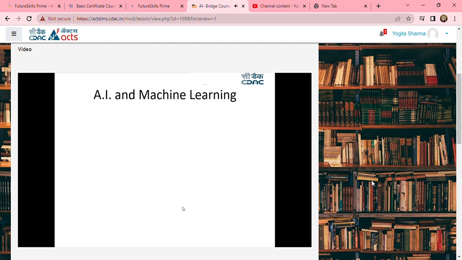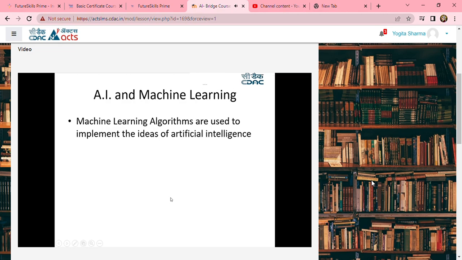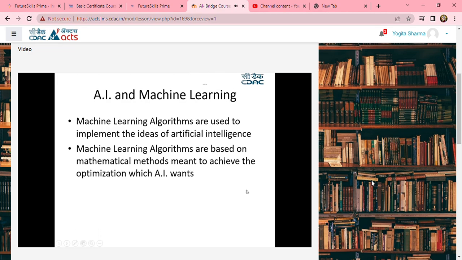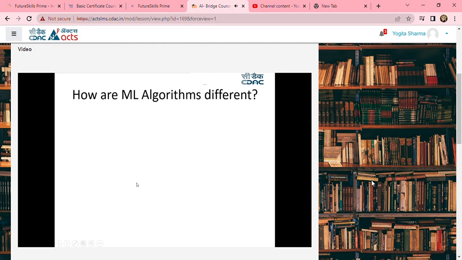So what's the relation between AI and machine learning now? Machine learning algorithms are used to implement the ideas of artificial intelligence. Well, machine learning algorithms are basically based on mathematical methods meant to achieve the optimization that AI actually expects. Now, how are machine learning algorithms different from the algorithms we might have known earlier?